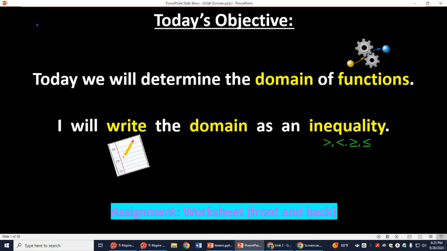Hello, today we will look at Unit 2, Day 4, Domain. Our objective today: we will determine the domain of functions. I will write the domain as an inequality. Your assignment will be a worksheet that does have a front and a back.